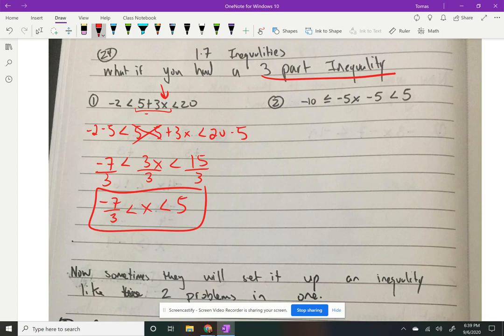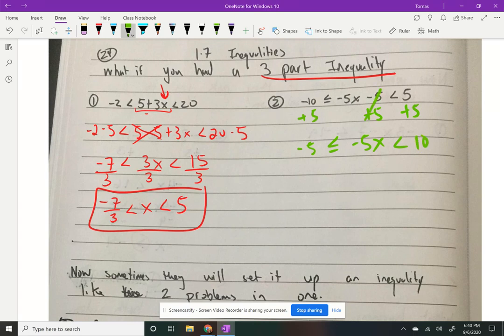Let's do another one right here. How do I get rid of this minus 5? Plus 5, plus 5, plus 5. So I'm going to have negative 5 is less than or equal to negative 5x is less than 10. These cancel.